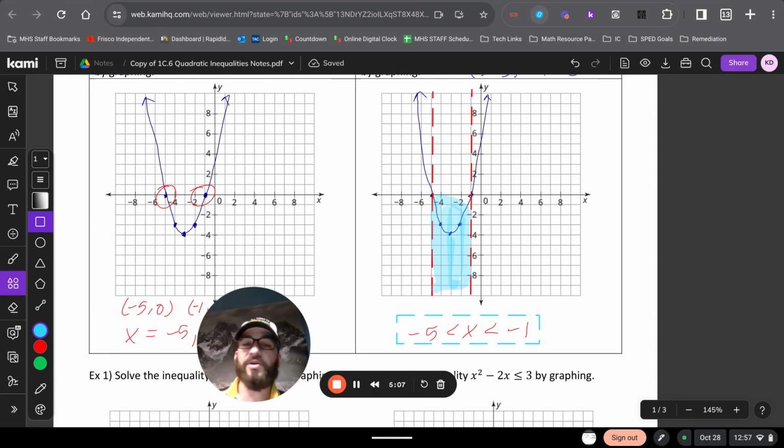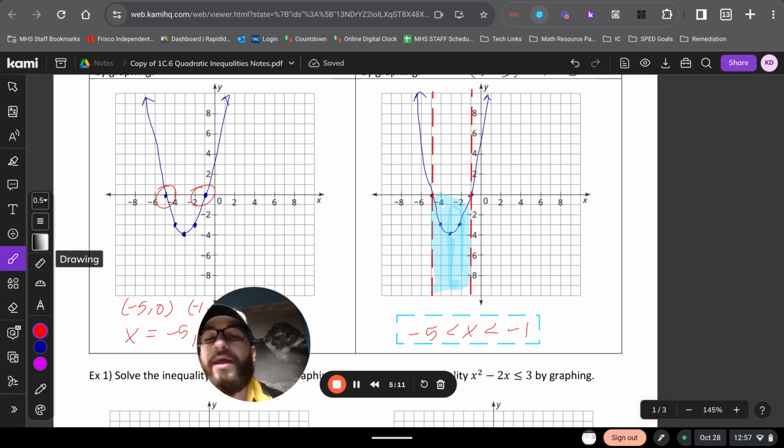And that's really all there is to it. If I wanted to instead, I could also use interval notation, and I can say -5 to -1, and that would be the exact same answer. So you can use interval or inequality. I'm going to use them kind of interchangeably as we talk today. Okay, so that's all we're doing.